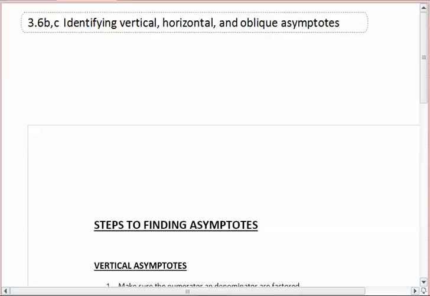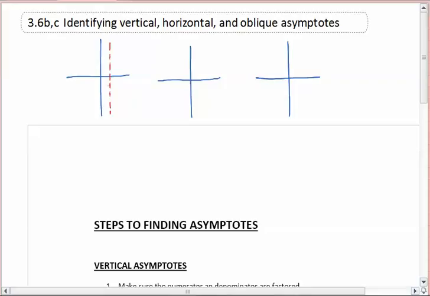All right, we're going to take a look at identifying vertical, horizontal, and oblique asymptotes. Let me give you a quick little visual here before we start. These are with regard to rational functions. Just so you know, this might be where you'd see a vertical asymptote. You also can have more than one vertical asymptote.